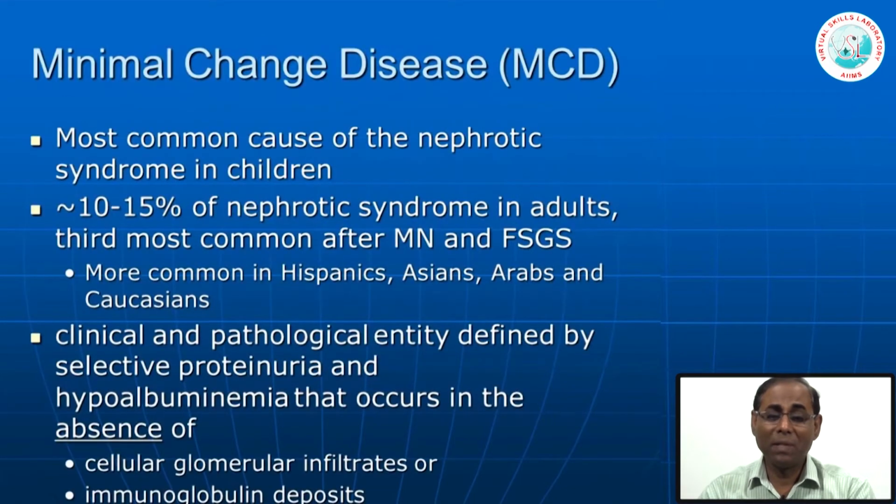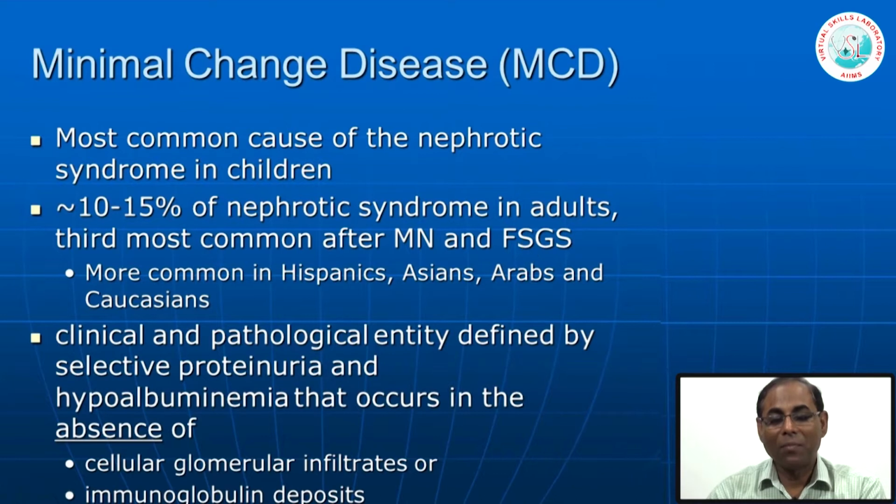The first one is minimal change disease. This is the most common cause of nephrotic syndrome in children. So, this is very important. If you go to the pediatric OPD of kidney diseases, you see that the majority of these children present with nephrotic syndrome. It accounts for 10 to 15% of nephrotic syndrome in adults. So, in adults it is much less, and it is the third most common after membranous glomerulonephritis and FSGS.